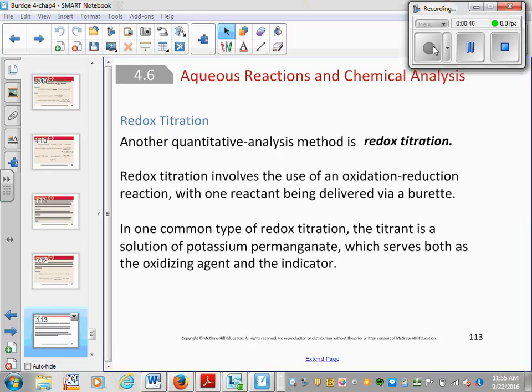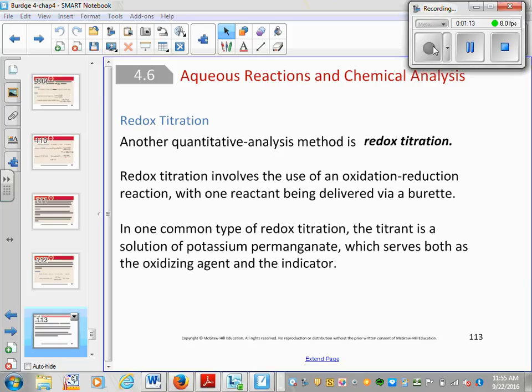So we can use that reaction to do what's called a redox titration, because in this case we're going to have one reactant being delivered by a burette. A burette is the tall thing that's graduated with the stopcock, which you're going to use later on to do titration.